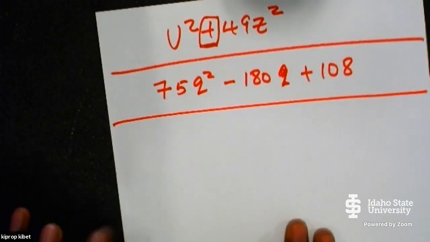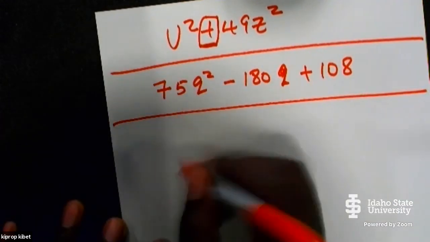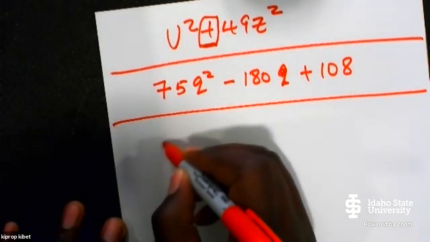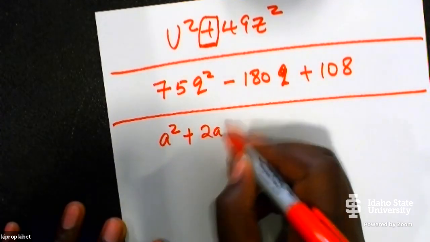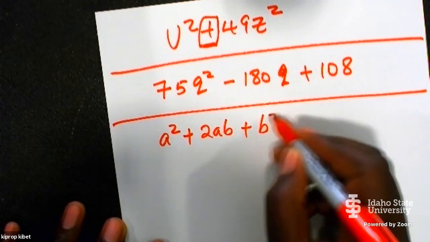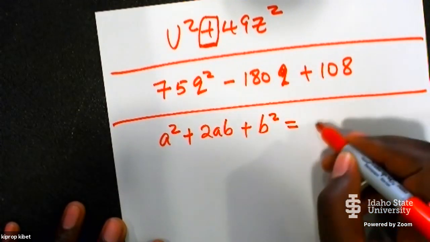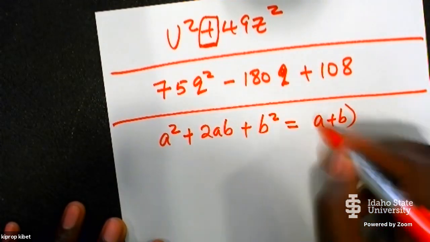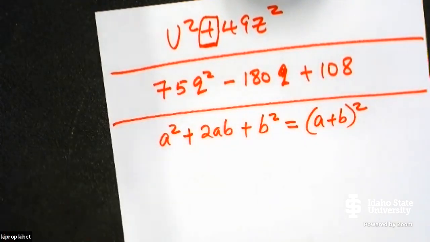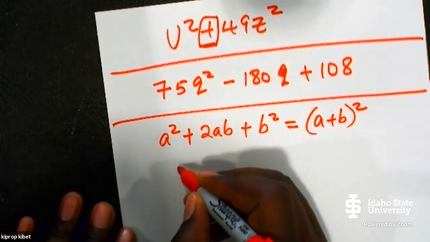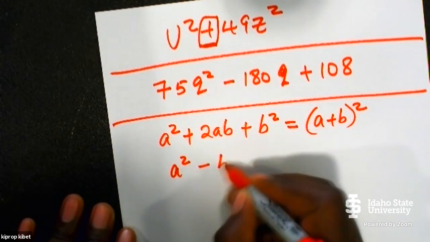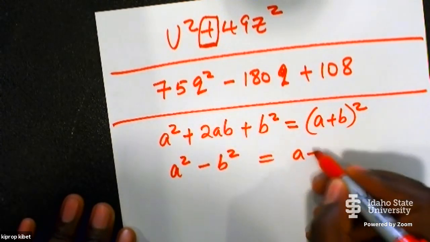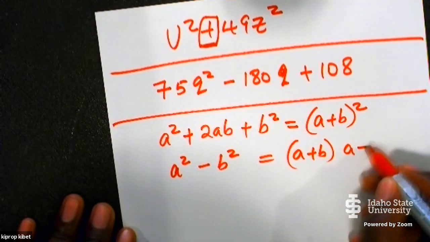So well, if we are given a squared plus 2ab plus b squared, this is always the same as (a plus b) squared. Then another one, which is a difference of squares, a squared minus b squared, is the same as (a plus b)(a minus b).